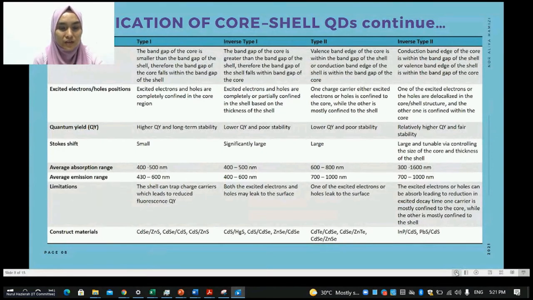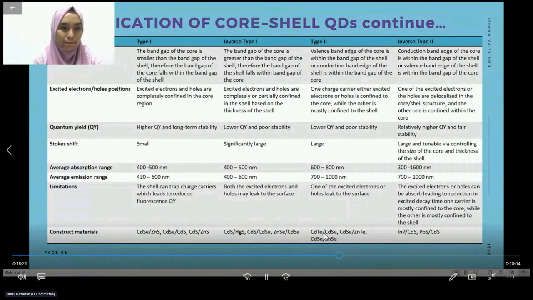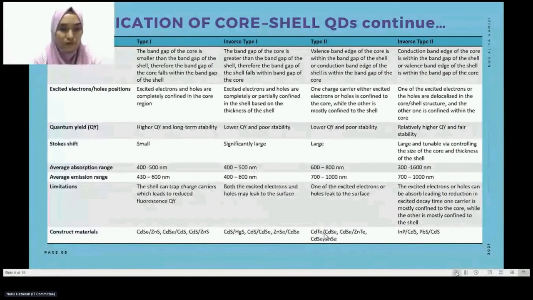The locations of carriers, quantum yields, Stokes shift, and the average absorption emission range, examples of constituent materials, and some of their limitations are tabulated here. I would like to bring you to the most crucial characteristic that meets the needs of light emitting diode (LED) application, which is possessed by type 1 or core-shell quantum dot heterostructure, which is the ability to produce high quantum yield and long-term stability.